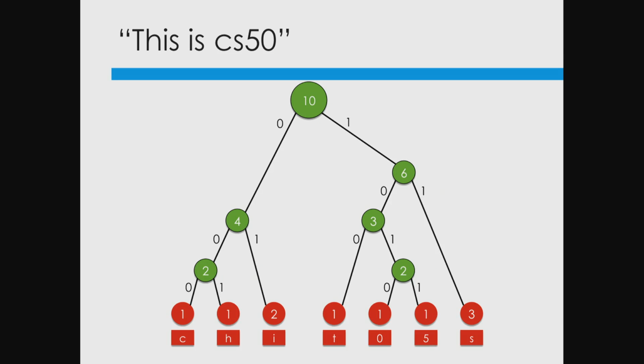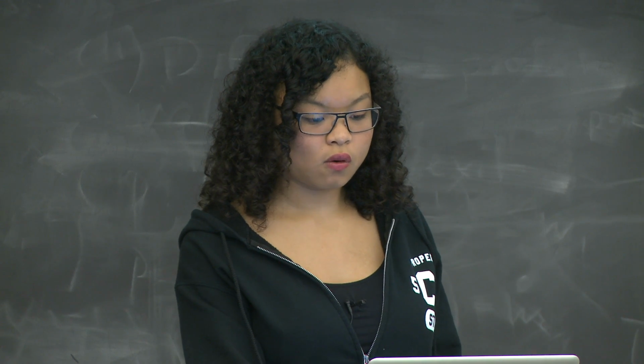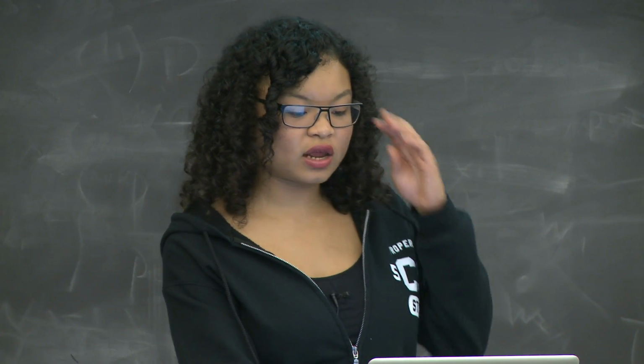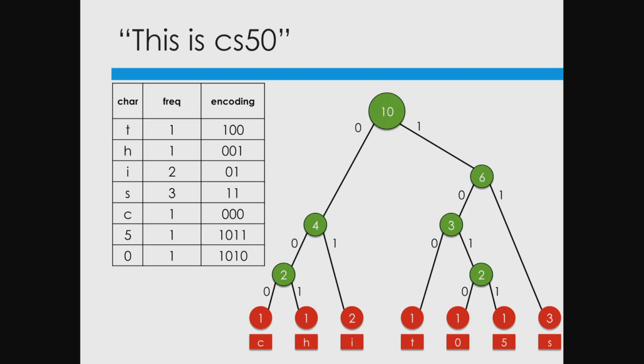And the number 10 makes sense because each node's value, their frequency number, was basically how many times they appeared in the string, and we have 10 characters in our string, so that makes sense. Okay, so if we look up at how we would actually encode it, then as expected, the I and the S, which appear the most often, are represented by the fewest number of bits.